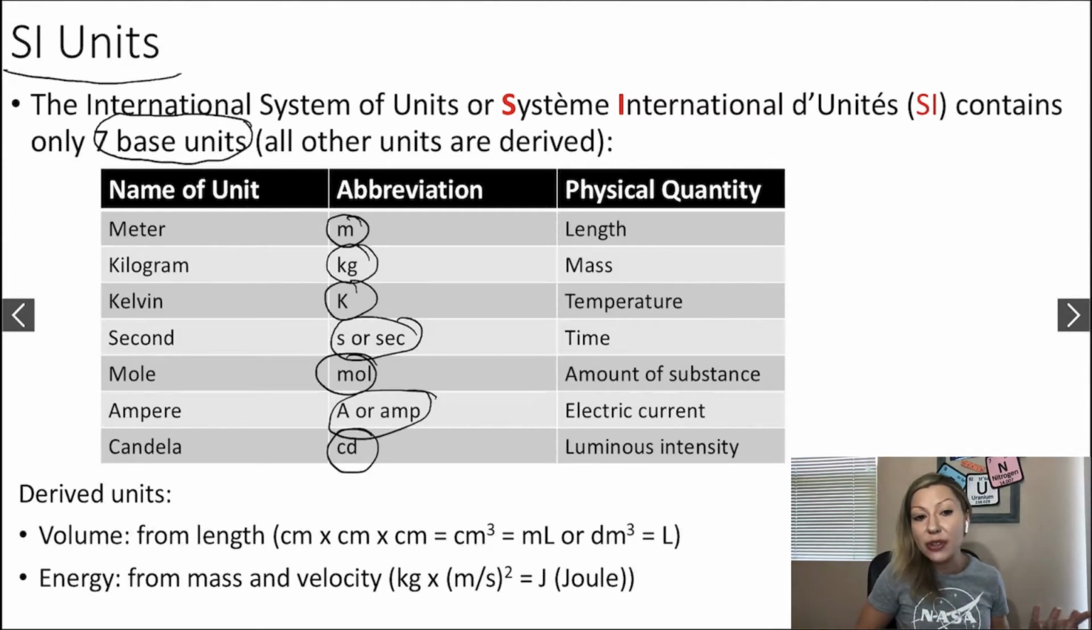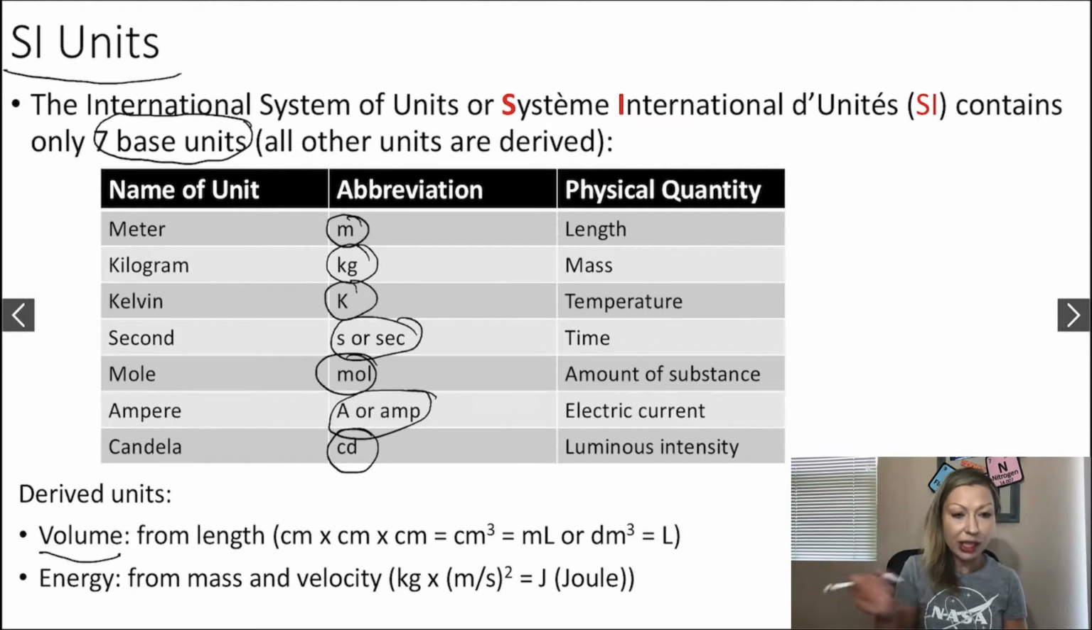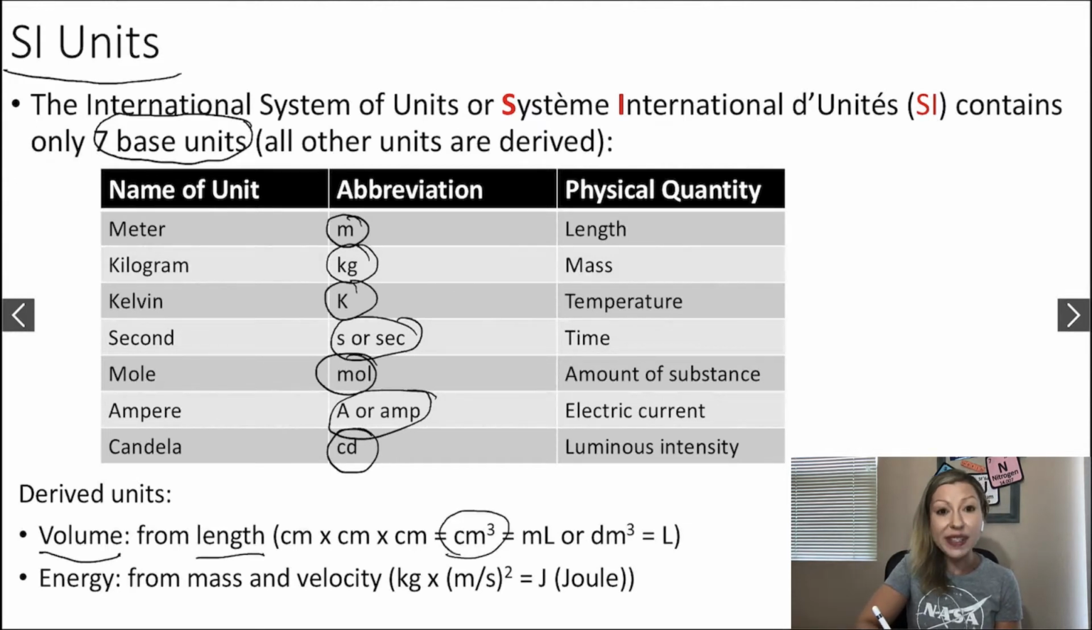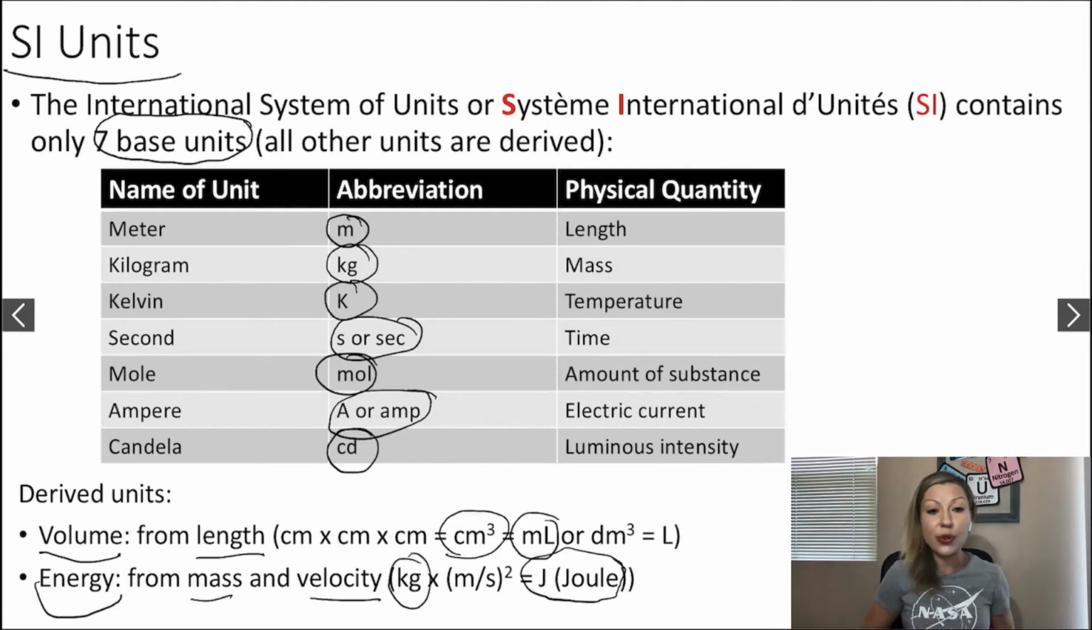And some of the derived units are volume that we use pretty frequently in our everyday lives. It's derived from length. So centimeter cubed, 1 centimeter cubed is actually 1 milliliter, okay? And for example, energy can be derived from the mass and velocity. So mass has the units of kilograms, and then velocity squared is meter per second squared. It's gonna give us joules. You are going to see joules pretty often in chemistry classes and also kilojoules.